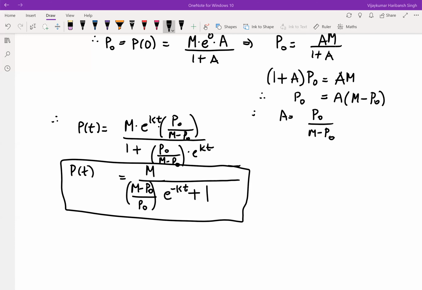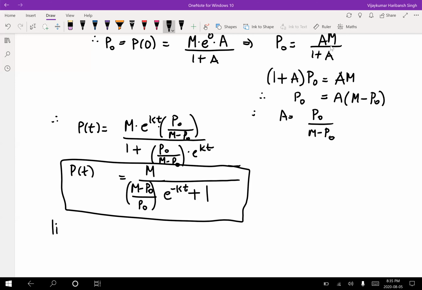logistic model. And also, if you take the limit as t goes to infinity of P of t, what will happen is this part, this denominator, will go to zero. So this is indeed m as expected. So this is an example of a logistic model.